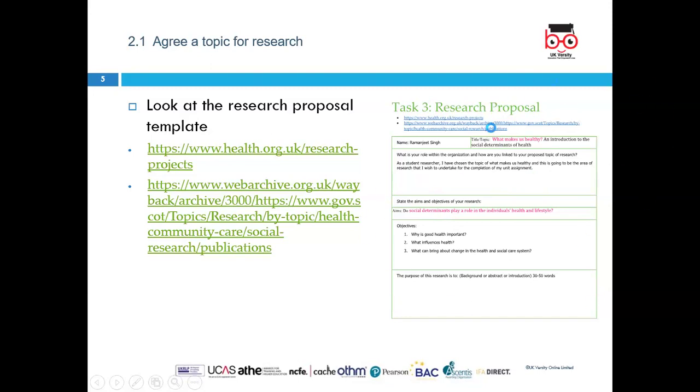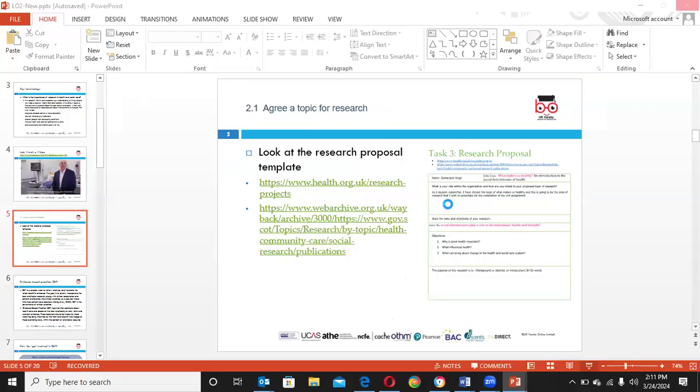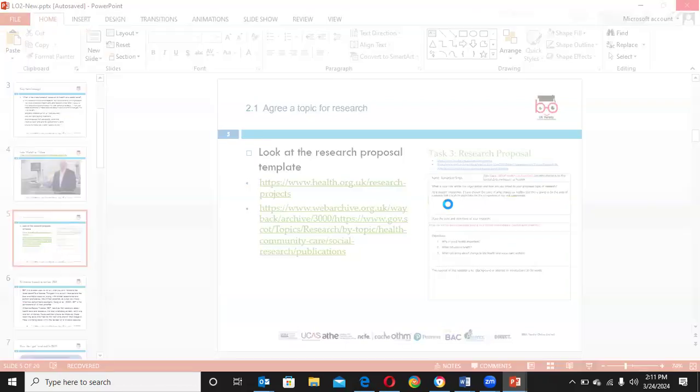So this is how you're going to write down your research proposal, and then state the aims and objectives of your research. So your aim will be to understand if social determinants play a role in the individual's health and lifestyle. Your objectives will be, why is good health important? You want to understand why. You want to understand what influences health. You want to understand what can bring about change in health and social care system. The purpose of this research is to, you'll have a background here, and you'll have to give an introduction also.